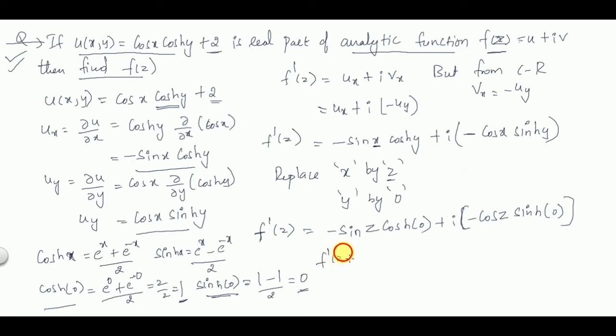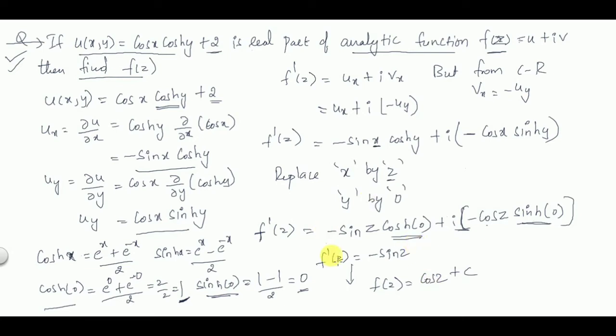So substituting that, what you get for f'(z) is minus sin z into 1, since the cosh of 0 value is 1, so no need to write 1, plus i into sinh of 0, which is 0. 0 multiplied by cos z is also 0. So this entire imaginary part becomes 0. Okay, so we have only f'(z), which is equal to minus sin z. If f'(z) is equal to minus sin z, then what is its integration? So f(z) is equal to cos z plus c.